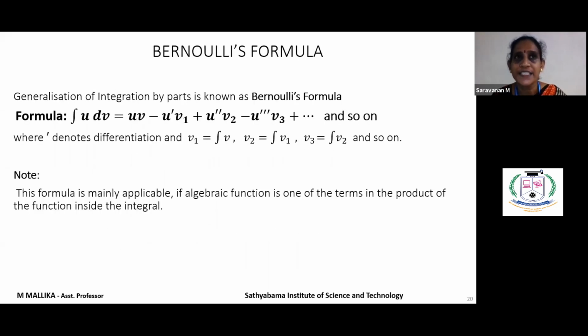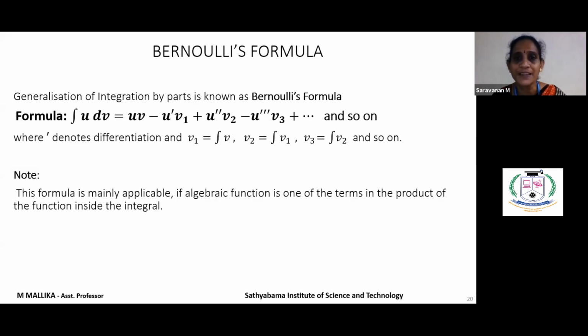The formula is integral u dv is uv, that is the first term. Instead of integral v du, we are having these many terms. What are they? Minus u dash v1 plus u double dash v2 minus u triple dash v3 and so on. What are those dash? Those dash denotes differentiation, and v1 is integral of v, v2 is integral of v1, v3 is integral of v2 and so on.